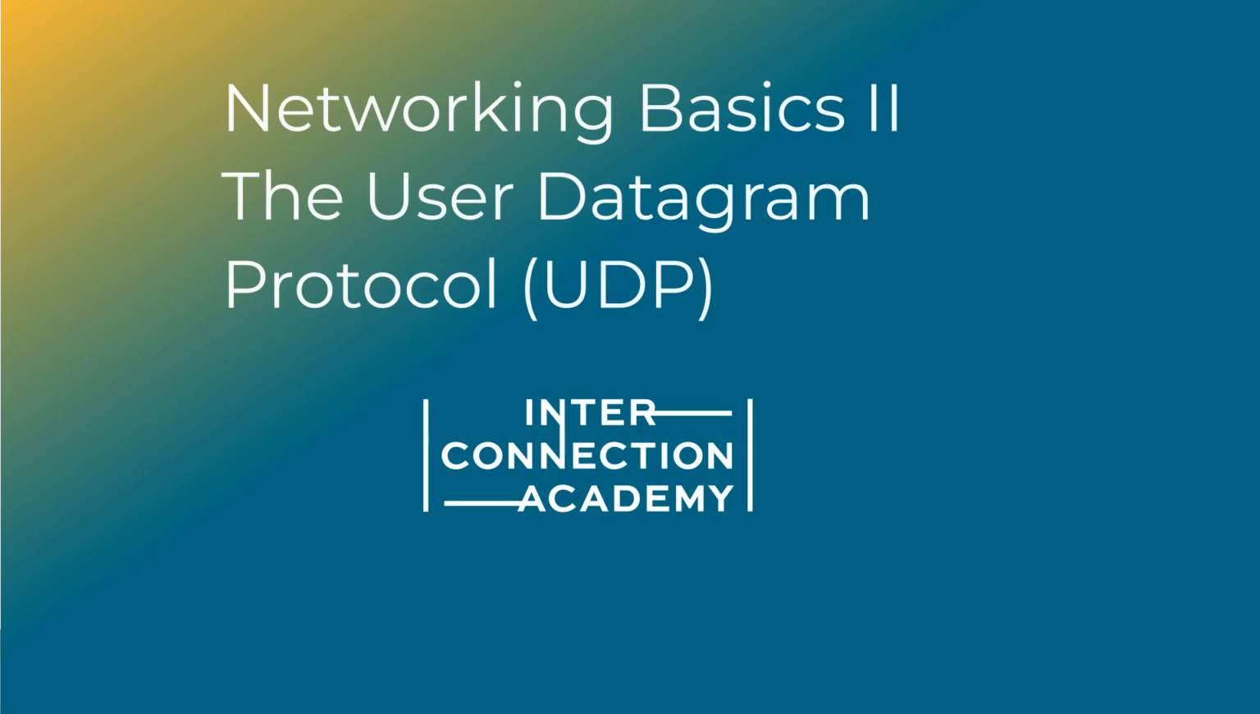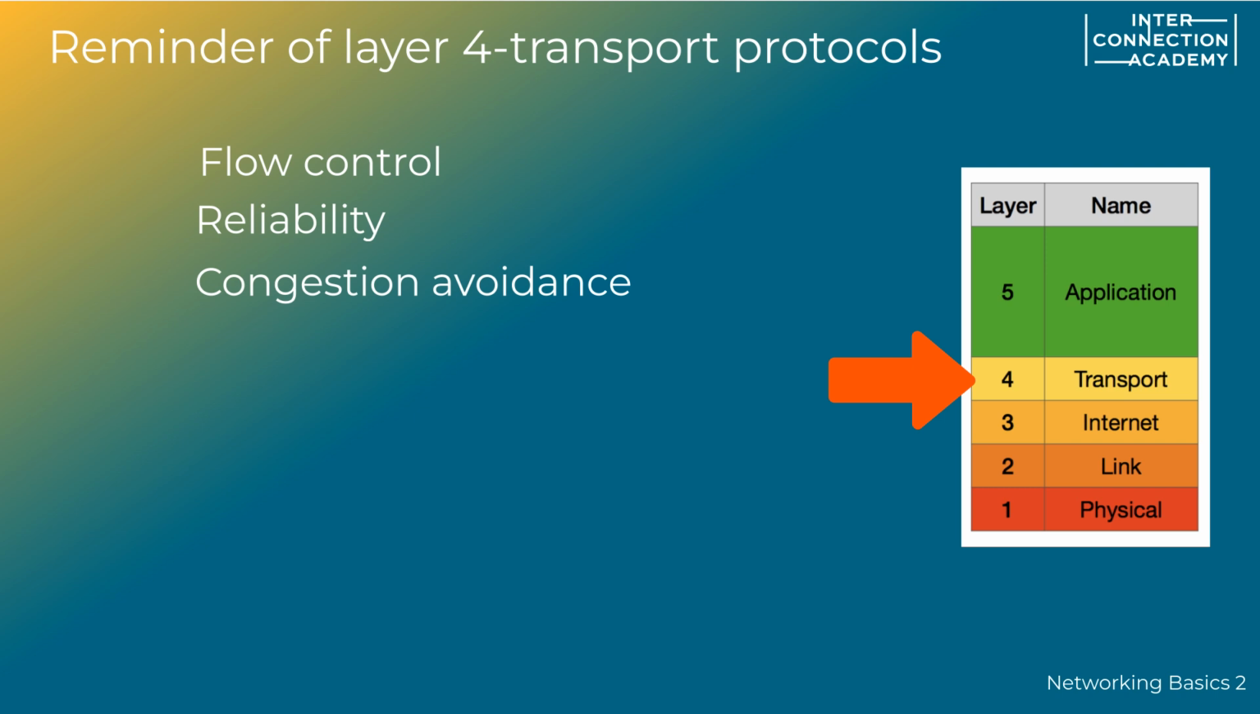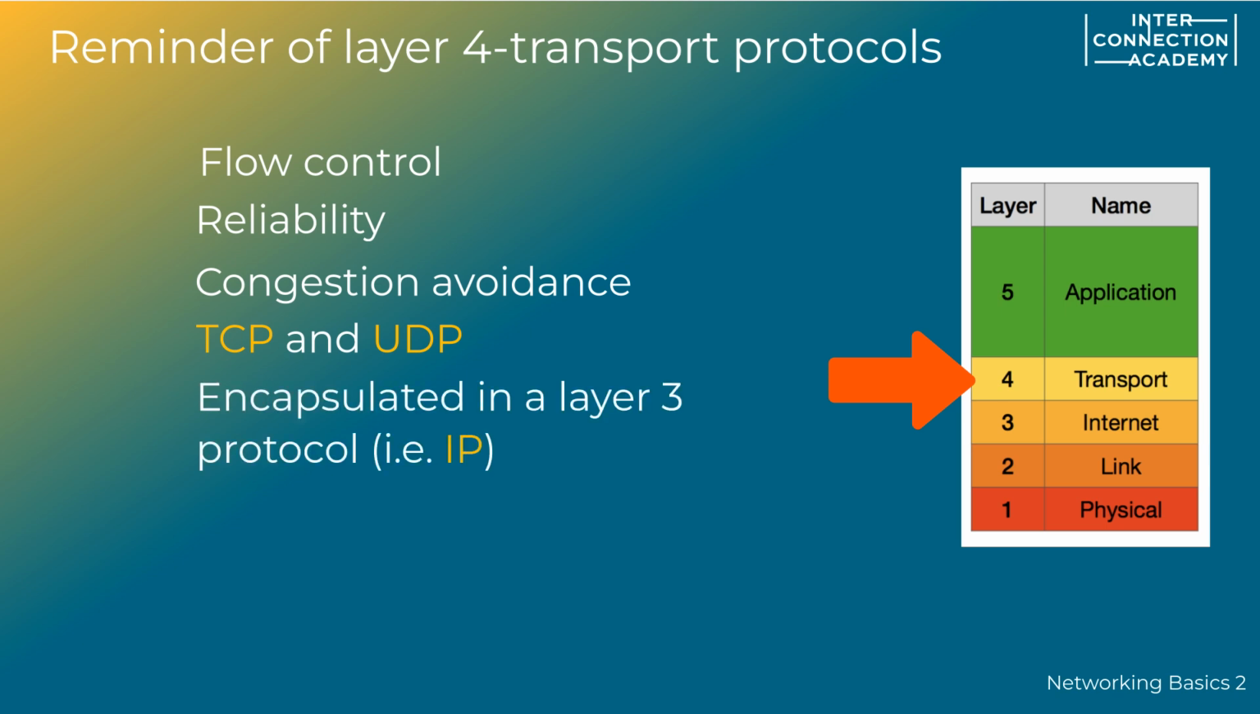In this video we will talk about UDP as one of the protocols of the transport layer. The transport layer provides flow control, reliability, and congestion avoidance. The most common examples of protocols on the transport layer are TCP and UDP. Both TCP and UDP travel encapsulated in a layer 3 protocol such as IP. In this video we will concentrate on UDP, or User Datagram Protocol.